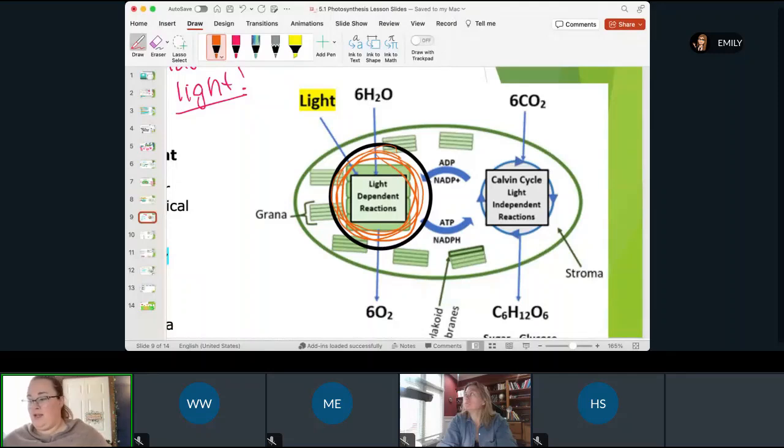Reminder that we are looking at this side over here. This stuff we're not worrying about right now. That's okay, Gage. So we're looking at the light dependent reaction. What two things are coming into this reaction?